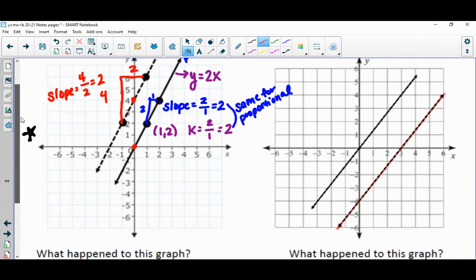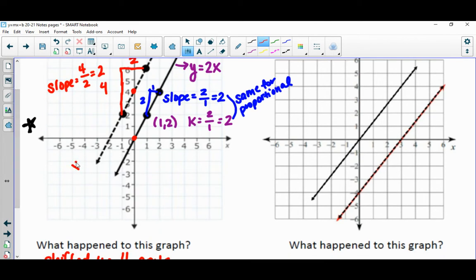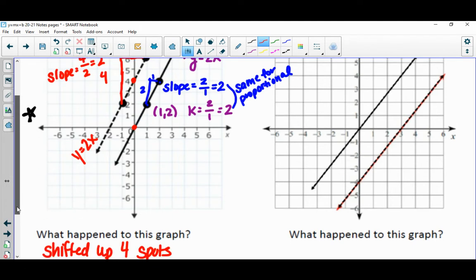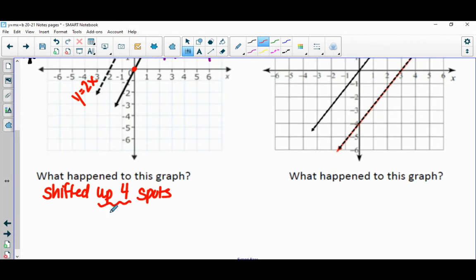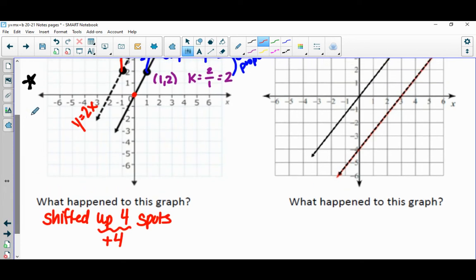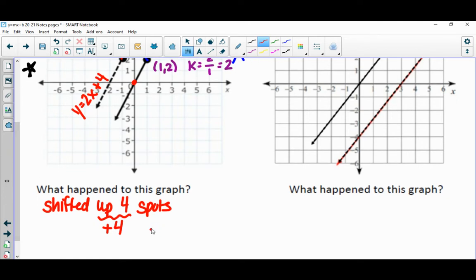So we're going to actually start our equation off with y equals 2x. But for now, we need to take into account that we actually shifted it upward. So because we shifted it up 4, up is a positive movement for spots. So because of that shift, we actually add 4 here. So our equation of this dashed line is y equals 2x plus 4.